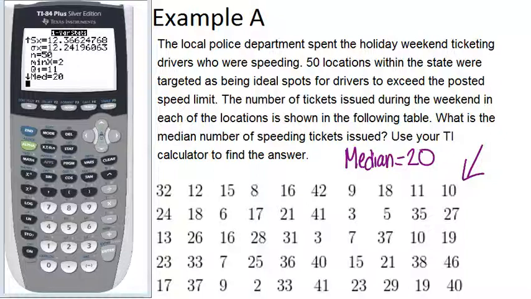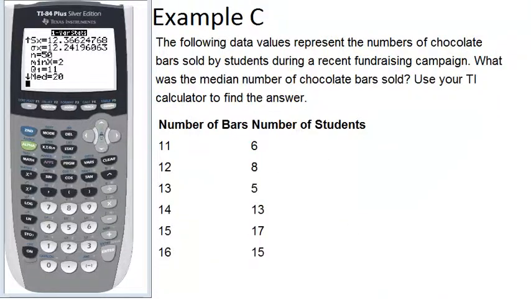All right, let's look at the next example. Example C. The following data values represent the numbers of chocolate bars sold by students during a recent fundraising campaign. What was the median number of chocolate bars sold? Use your TI calculator to find the answer.